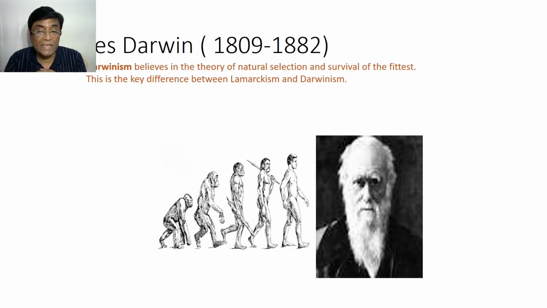Then Charles Darwin gave the fantastic theory of organic evolution, after exhaustively collecting samples and traveling across the globe. 1882, this is his lifespan. He believed in the process of natural selection and survival of the fittest, and these are key ideologies which are still very strong, and they are even to some extent true in explaining organic evolution. So what did he tell?